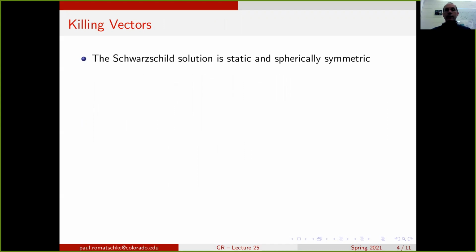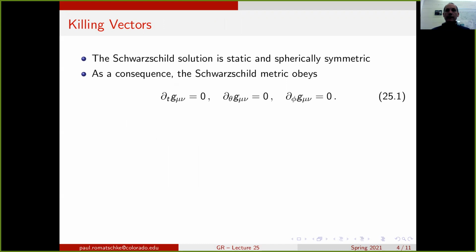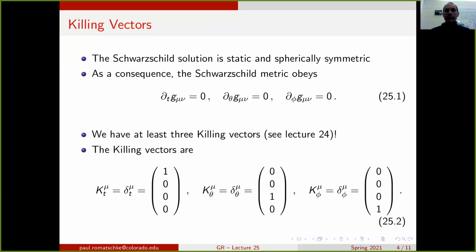So now let's review the Killing vectors for the Schwarzschild solution. Recall that the Schwarzschild solution is static, so time independent, and it's spherically symmetric. This means that there are several derivatives of the metric tensor that vanish. The time derivative of the Schwarzschild metric vanishes. The derivatives of the Schwarzschild metric with respect to each of the spherical angles are also both 0. So what this implies is that we have at least 3 Killing vectors, because there are 3 derivatives of the metric tensor with respect to coordinates that are vanishing. And we can look back at lecture 24 to identify what those Killing vectors are.